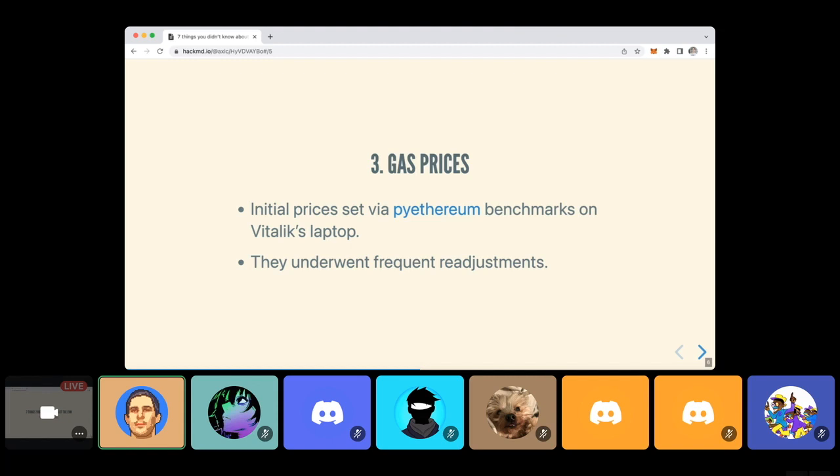Now, the next interesting part is gas prices generally. I'm not sure how many of you actually knew how gas prices are made up, because I think we can say that they are actually just made up. The initial set of gas prices were basically just a set of benchmarks on PyEthereum, which is an old Python implementation. It is not PyEVM, that's a different one, and that was a replacement of PyEthereum. But PyEthereum is the original Python implementation. And I believe the gas prices were established through benchmarks conducted on Vitalik's laptop using PyEthereum.